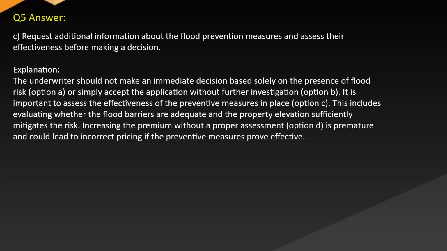Answer: C. Request additional information about the flood prevention measures and assess their effectiveness before making a decision. Explanation: the underwriter should not make an immediate decision based solely on the presence of flood risk, option A, or simply accept the application without further investigation, option B. It is important to assess the effectiveness of the preventive measures in place, option C.